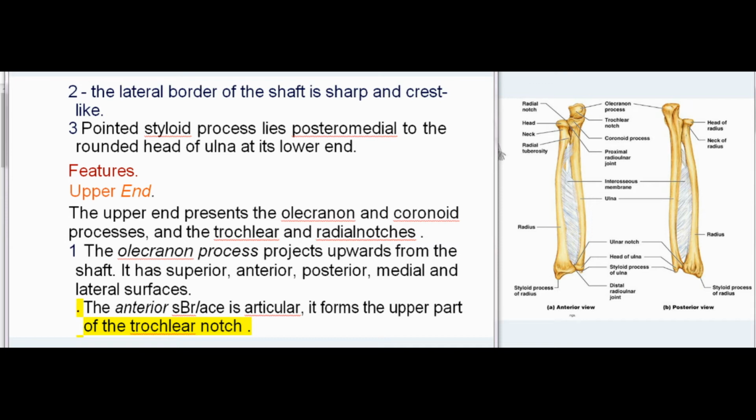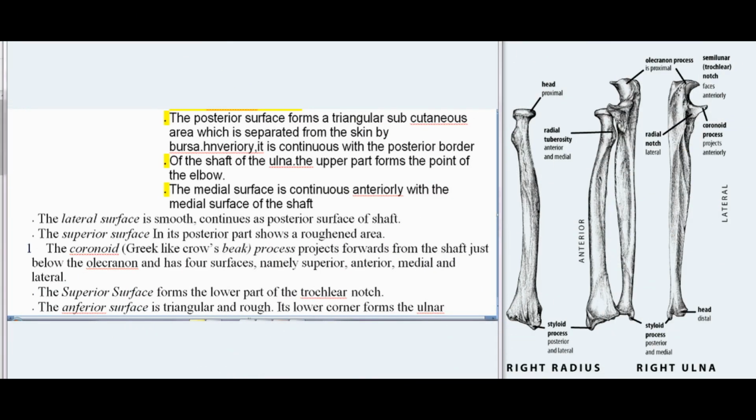1. The olecranon process projects upwards from the shaft. It has superior, anterior, posterior, medial, and lateral surfaces. The anterior surface is articular, it forms the upper part of the trochlear notch. The posterior surface forms a triangular subcutaneous area which is separated from the skin by a bursa. It is continuous with the posterior border of the shaft of the ulna. The upper part forms the point of the elbow. The medial surface is continuous anteriorly with the medial surface of the shaft. The lateral surface is smooth, continues as the posterior surface of the shaft. The superior surface in its posterior part shows a roughened area.